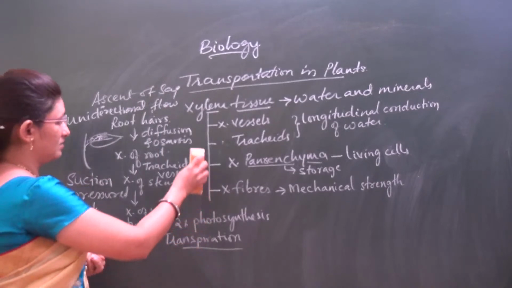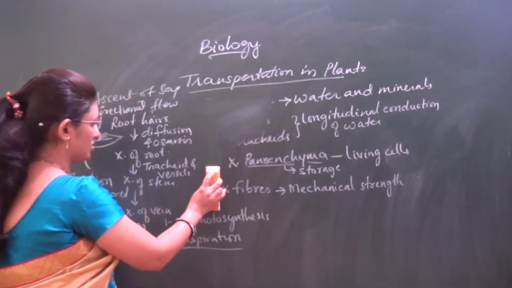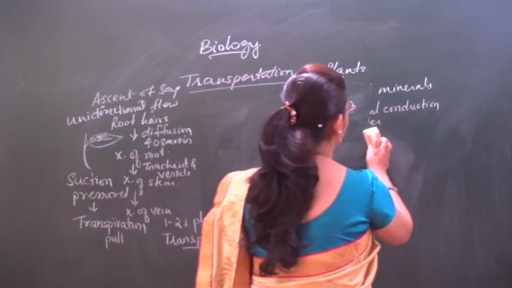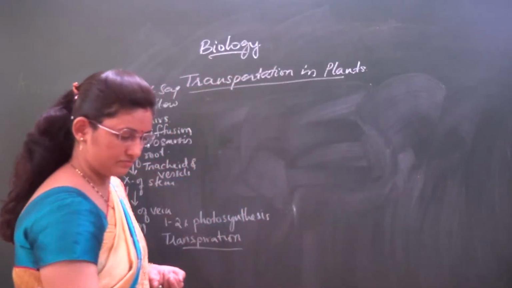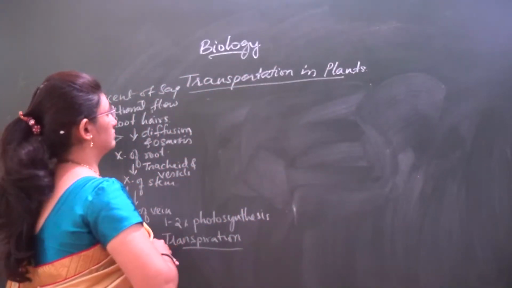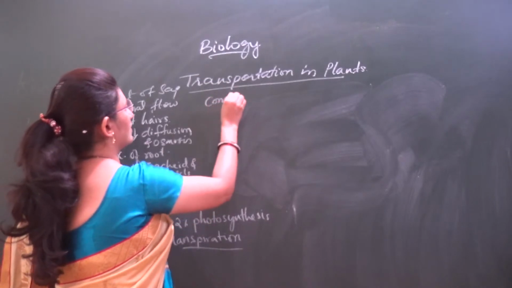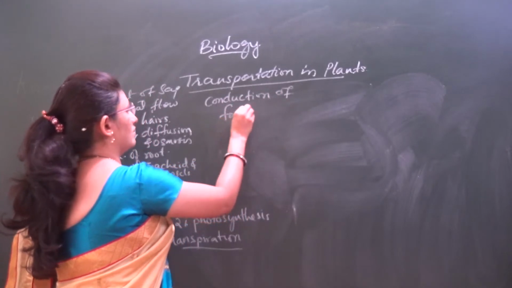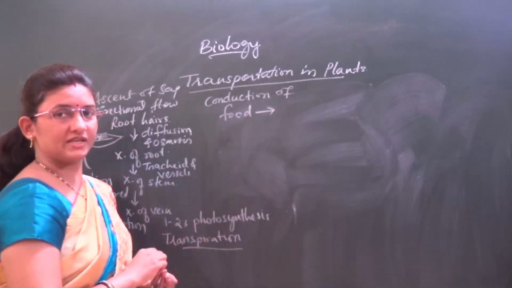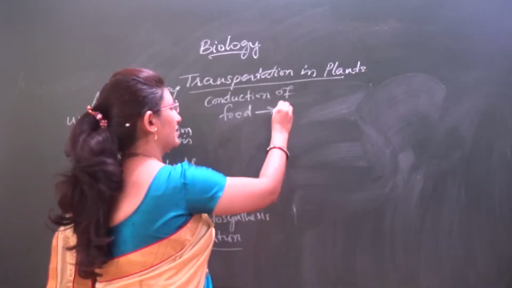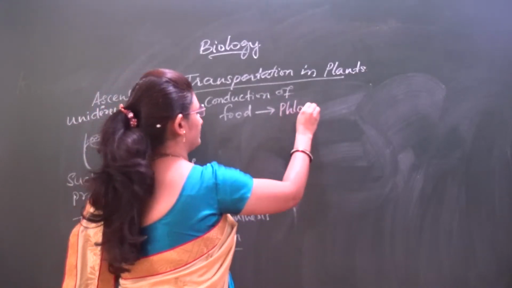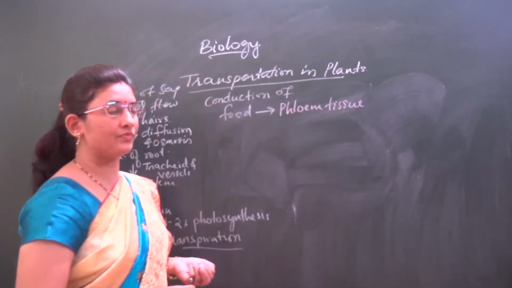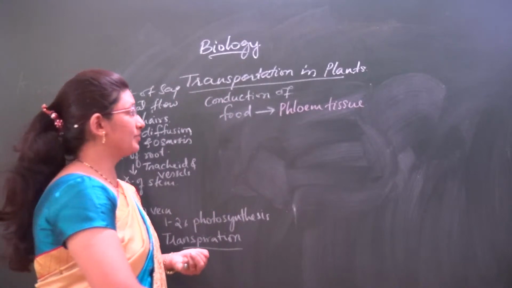Now we shall take up the next part of the transportation in plants, that is for the food, how the conduction of the food is taking place. So, conduction of food, how is it taking place? With the help of what? With the help of the phloem tissue, isn't it? So, with the help of the phloem tissue, the conduction of food is seen in plants.